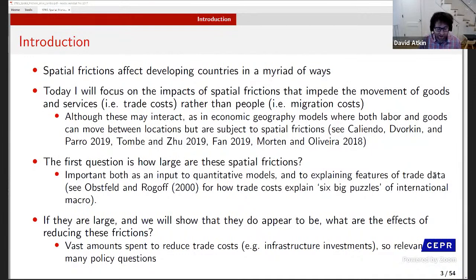If they are large, and they do appear to be, at least in developing countries, then what are the effects of reducing these frictions? It's the second question I will talk about. There's obviously a vast amount of money spent on reducing trade costs. This is a big policy question, as well as a question of pure academic interest, for example, trying to understand what the benefit was of a large road building project. We need to know the answer to these questions. So I'll try and talk about both of these in the lecture today.